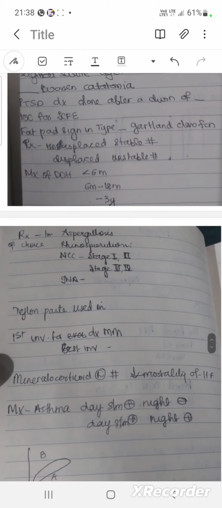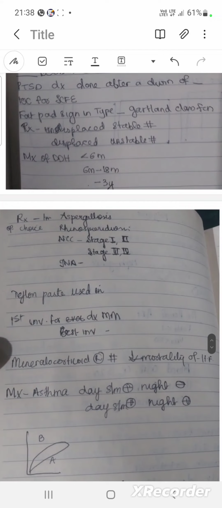Investigation of choice for slipped capital femoral epiphysis is MRI. Fat pad sign is in type 1 in Garden classification. For an undisplaced and stable fracture of the femur neck, if it is stable, then dynamic hip screw. But if it is unstable and displaced fracture, then proximal femoral nail.